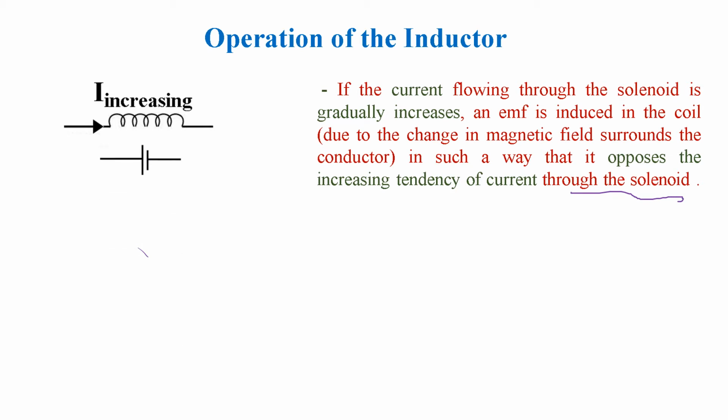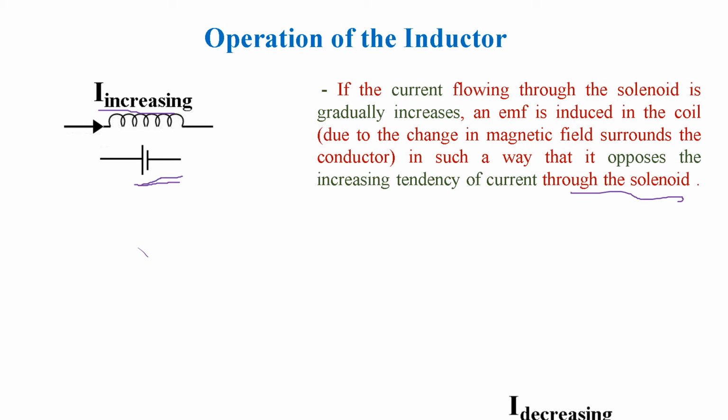So it is in such a way that it opposes the increasing tendency of the current through the solenoid. So this is the EMF which is induced in the coil in that way, so that it opposes the current flowing through the solenoid. Mind that here current is continuously increasing. So due to that reason EMF is induced in that way.